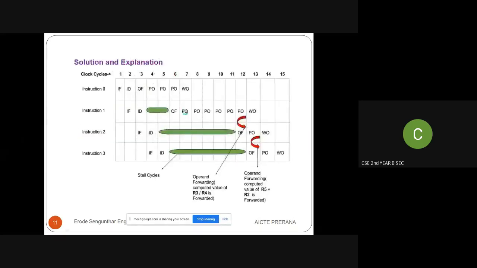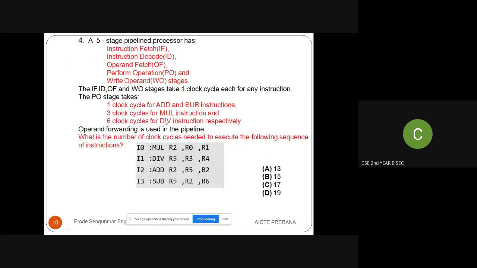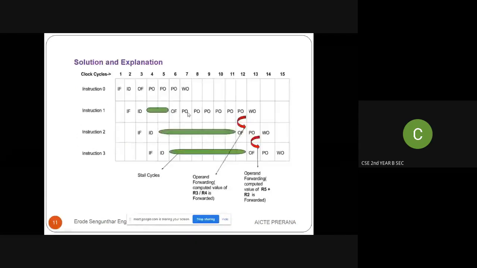Next PO. We are having a division operation. For the division operation, 6 clock cycles are needed. So here 6 POs are entered: 1, 2, 3, 4, 5, 6. After that, write operand, which carries only one clock cycle. So for processing this, 13 clock cycles are needed.